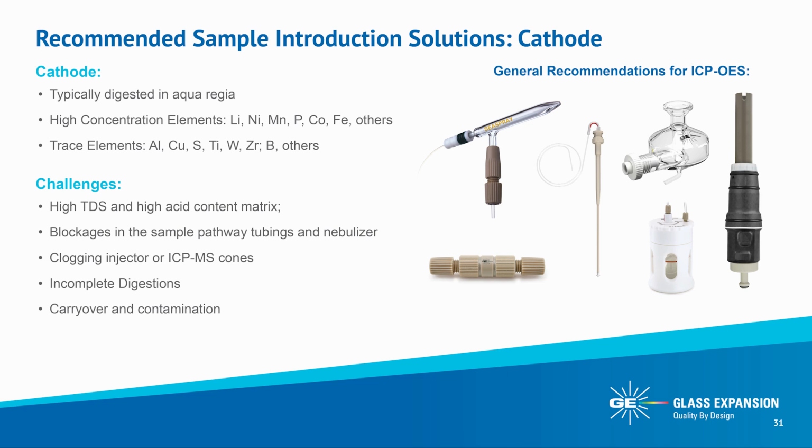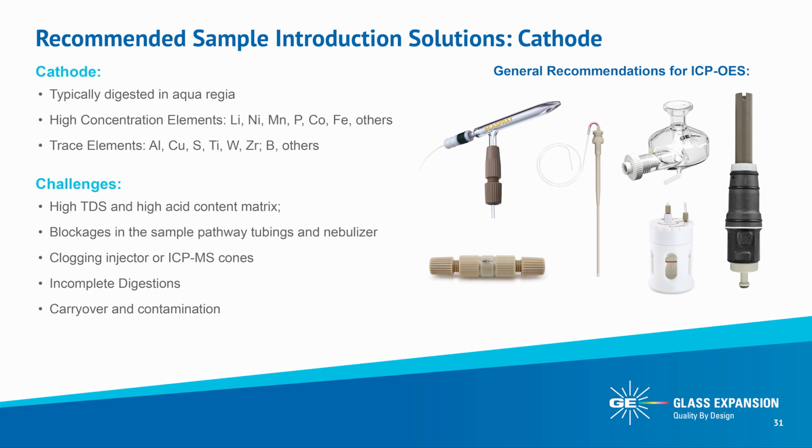The Guardian probe and Guardian inline filter eliminate particulate blockages. The C-Spray DC nebulizer provides the best sensitivity for those trace elements while being able to withstand up to 20% total dissolved solids. This Twister spray chamber was chosen for reducing the matrix load on the plasma and efficient washout of each sample.